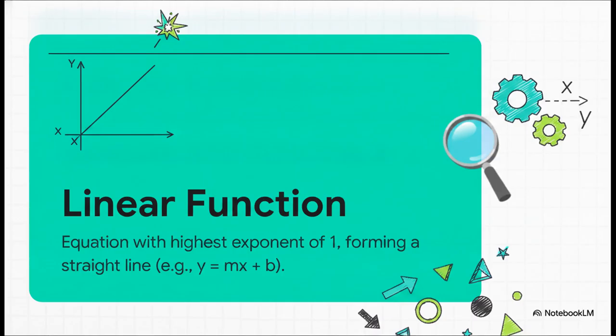Let's break this down just a bit more. The x is our independent variable. That's the input. It's the thing we can actually control or change. The y is the dependent variable. It's the output, or the final result that depends entirely on whatever happens to x.